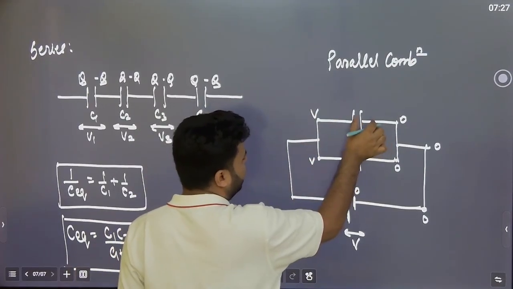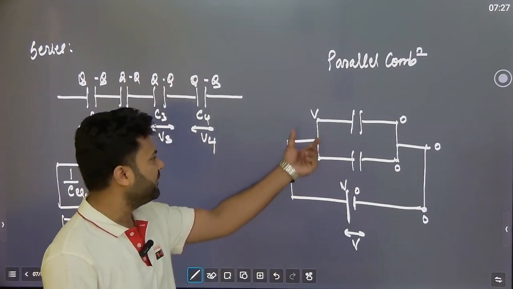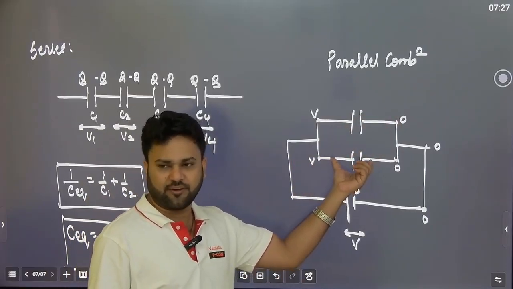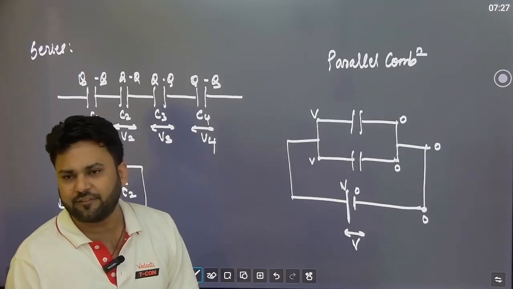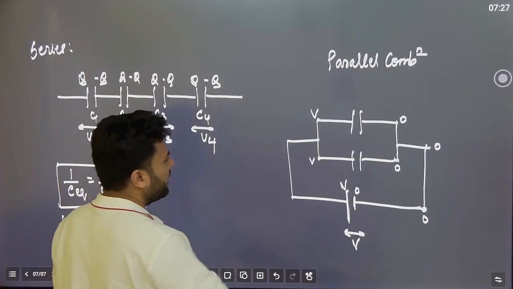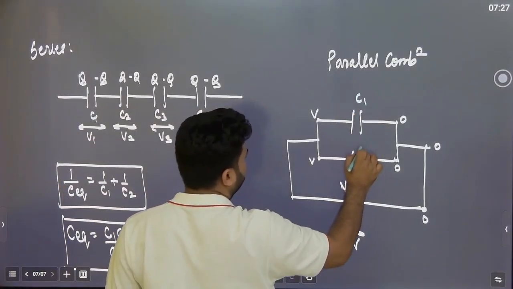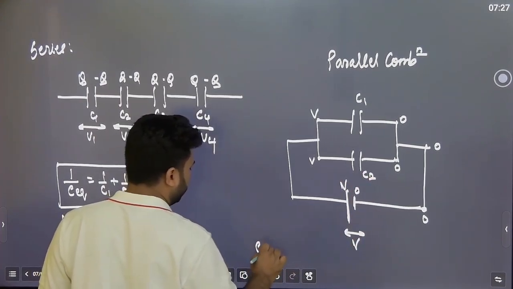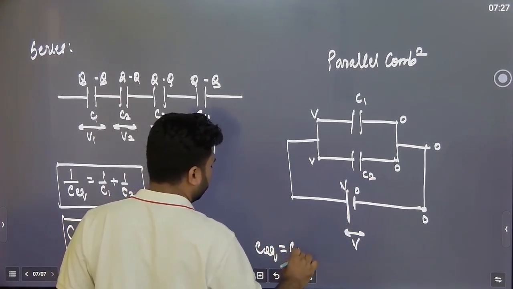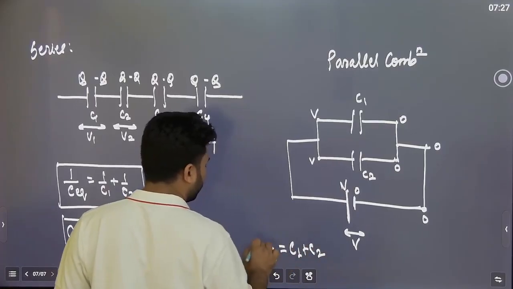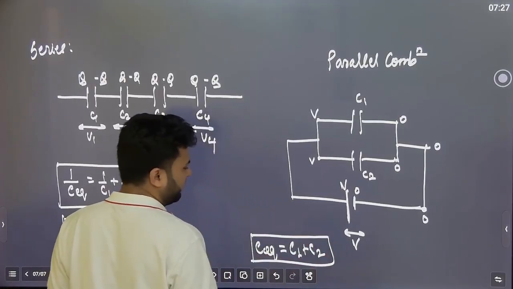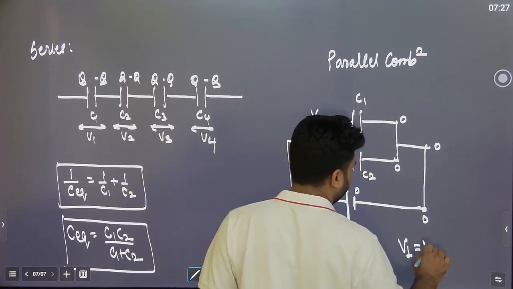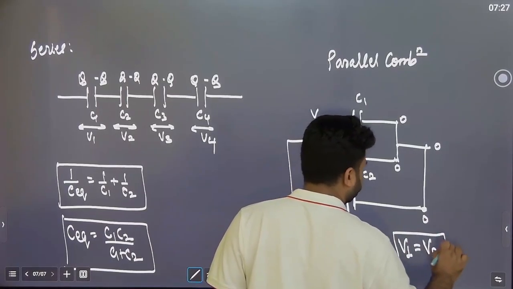So what you can see, first capacitor is having potential difference V minus 0, V. Second capacitor is also having a potential difference V minus 0. Same potential difference means they are in parallel. Suppose its capacitance is C1, its capacitance is C2, then C equivalent will be C1 plus C2. Always remember the potential difference across first capacitor is equal to the potential difference across second capacitor.